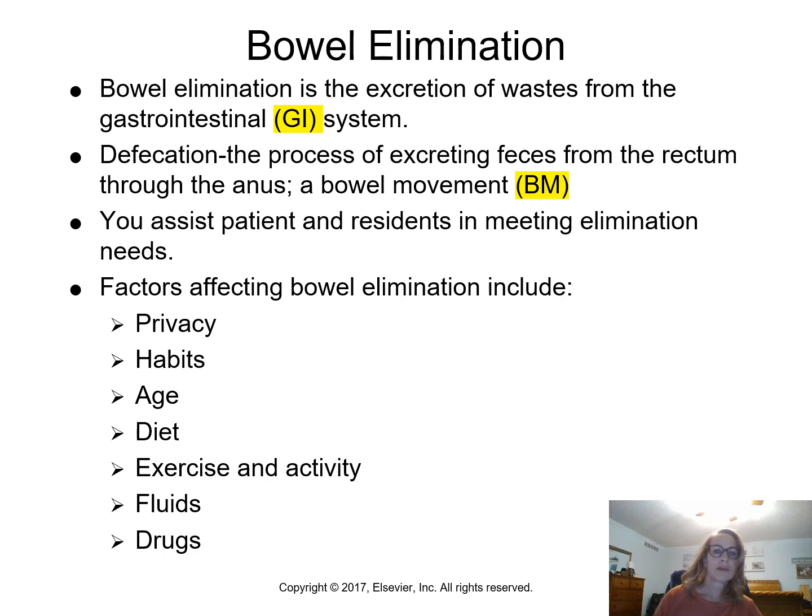All right, so bowel elimination is the excretion of waste from the GI tract or the gastrointestinal system. Defecation is the process of excreting feces from the rectum through the anus. It's called a bowel movement or a BM. You'll see it. Of course, we will assist patients and residents in meeting their needs. We always want to factor in their privacy, their own habits, their age, their diet, if they are exercising or active at all, their fluid intake, and any medications that they're on.